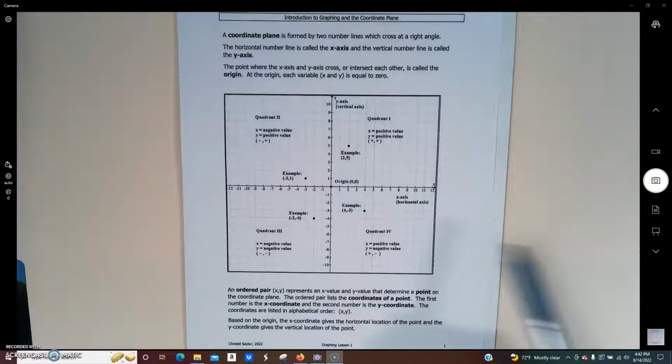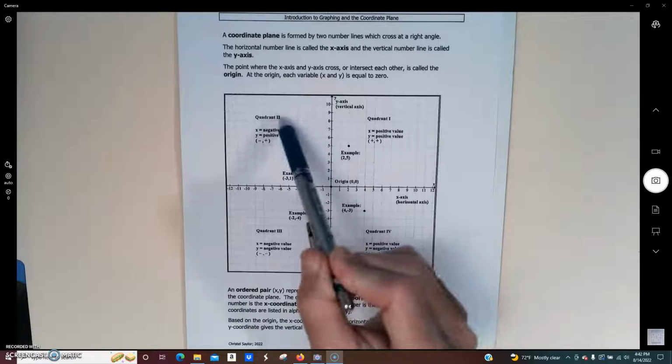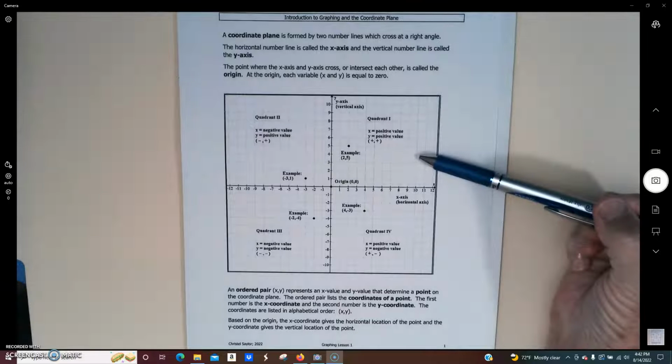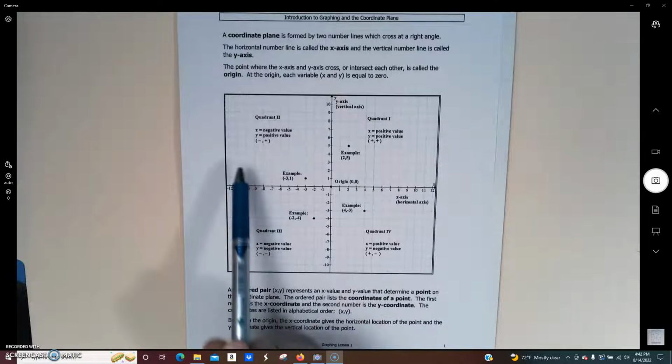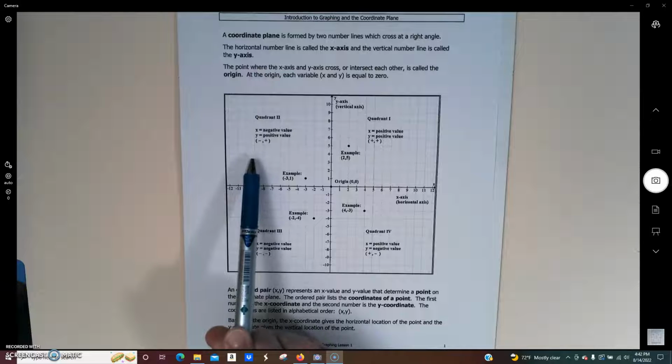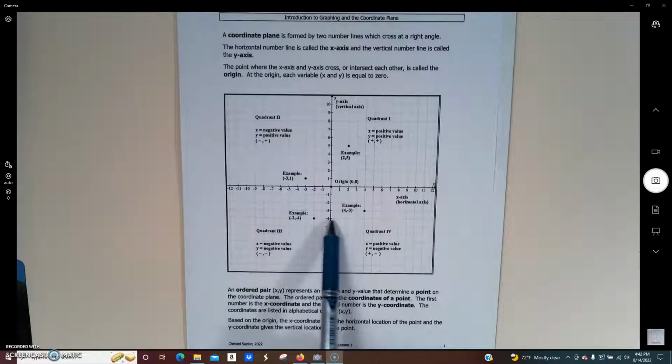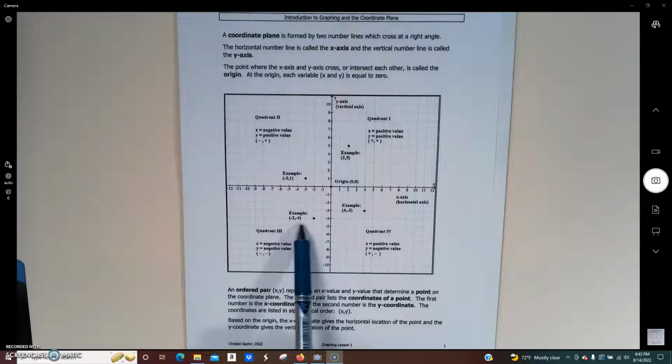The axes split the grid into 4 quadrants: 1, 2, 3, 4. In the first quadrant, x and y are positive. In the second quadrant, x is negative and y is positive. In the third quadrant, both x and y are negative, as seen in the example, where x is negative 2 and y is negative 4 for the ordered pair negative 2, negative 4.